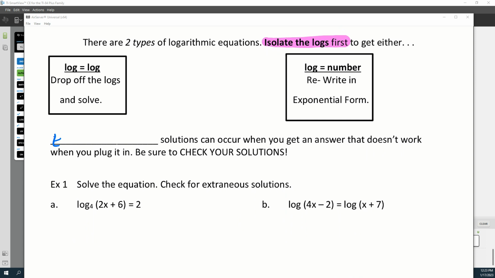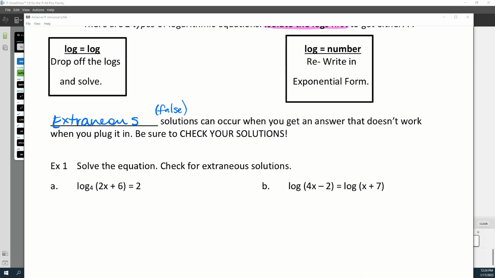All right. And then another thing we have to think about whenever we're solving logarithmic equations is extraneous solutions. So extraneous solutions occur when you get an answer that doesn't work when you plug it back in. So it's also called a false solution. So on logarithmic equations, we're going to make sure we check our solutions. And what happens is when you plug it back in, you get some kind of error. Like you get a negative in a place you can't have a negative, and it just doesn't work.